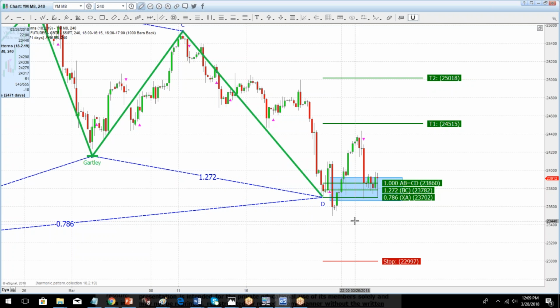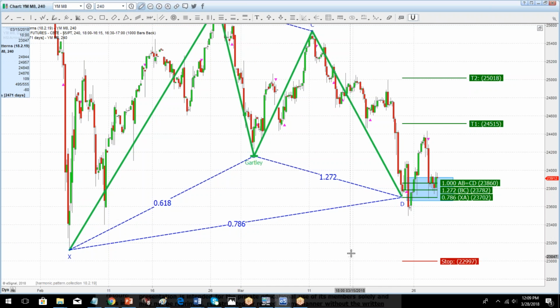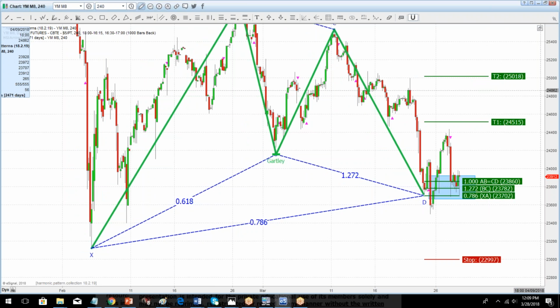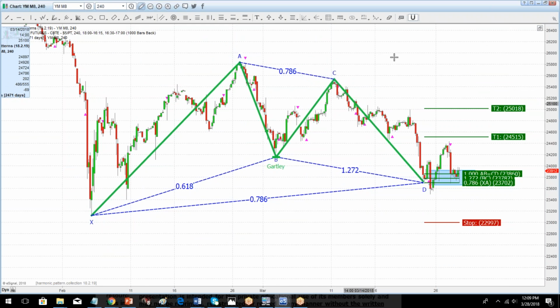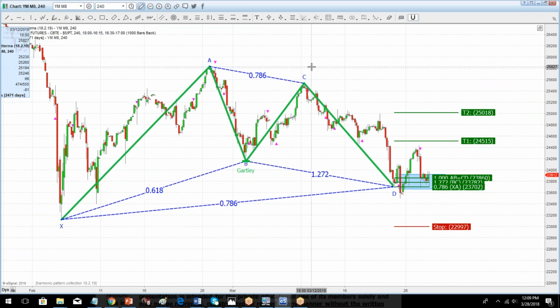Sometimes we will allow for some of the 886, and I actually prefer the 886 in the bat pattern. And the bat pattern is a different structure than the Gartley. But for today's discussion, we just want to keep it on the Gartley and talk about why it requires such a tight alignment of ratios.